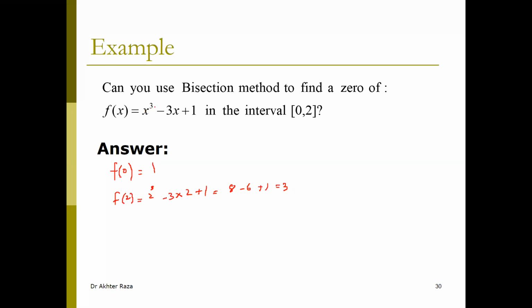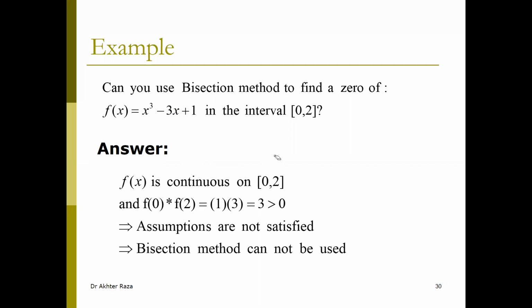So we can say that the bisection method does not contain the root in between 0 and 2. This is the check that we have to apply for a bisection method. You can see that the two function values are positive in the interval, so we can say that the root will not be there. One point is 1 and the other point is 3, the product is 3, which is greater than 0. Assumptions are not satisfied, bisection cannot be used.